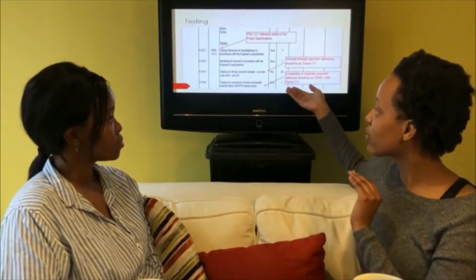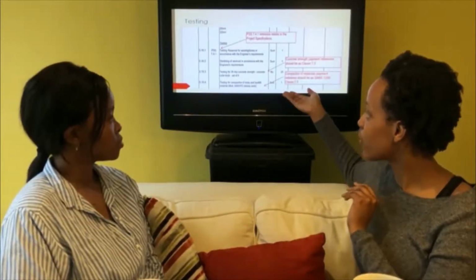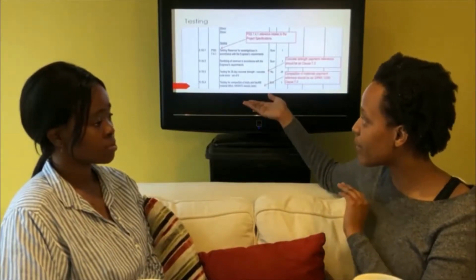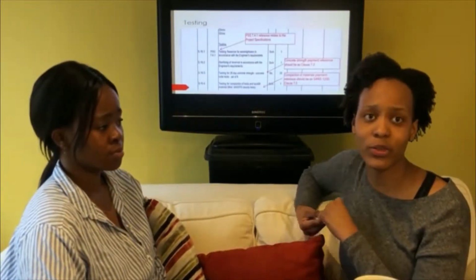And after that, they had gone to testing for the concrete strength, which had no payment reference, but then we could go back to use the payment clause of 7.3. And lastly, there was testing for compaction of the in-situ and backfilling material. This can relate to SANS 1200D, which is the earthworks. The joint section of our BOQ.